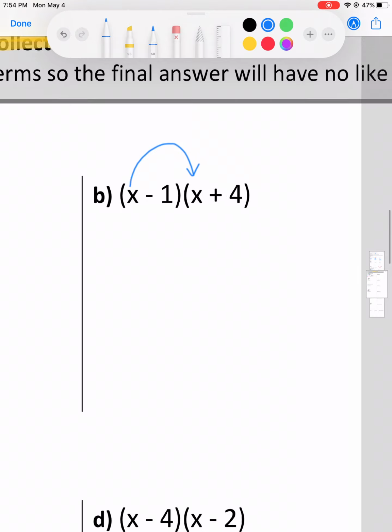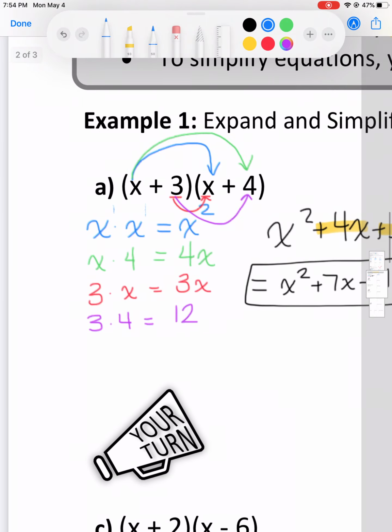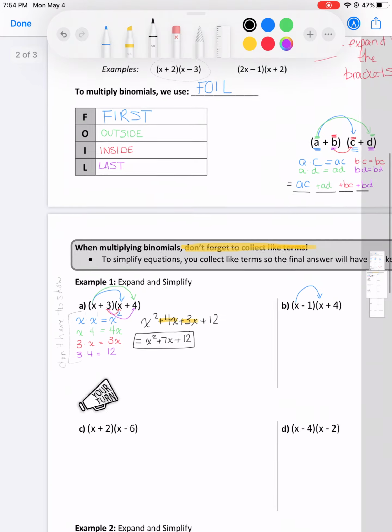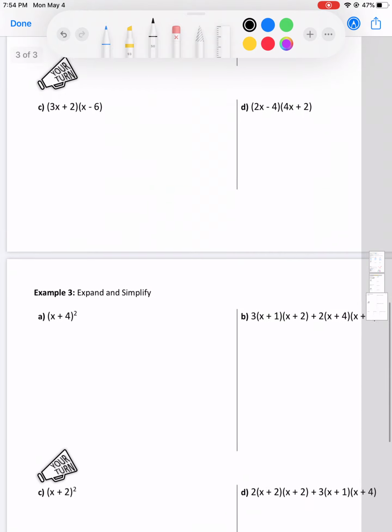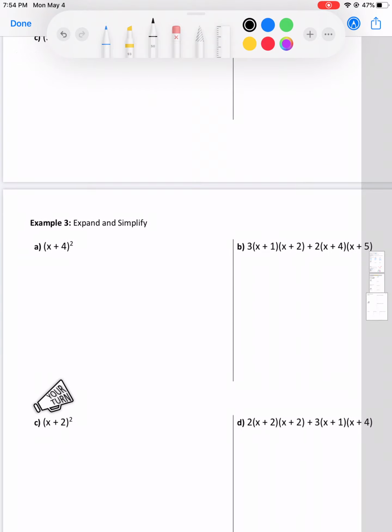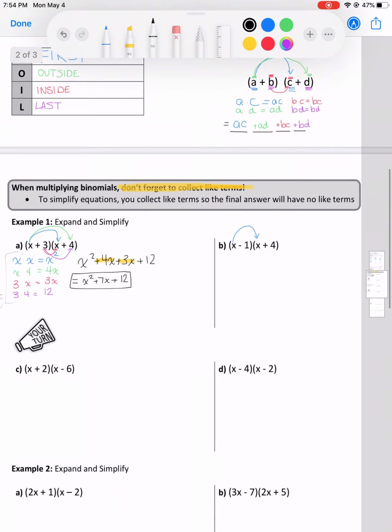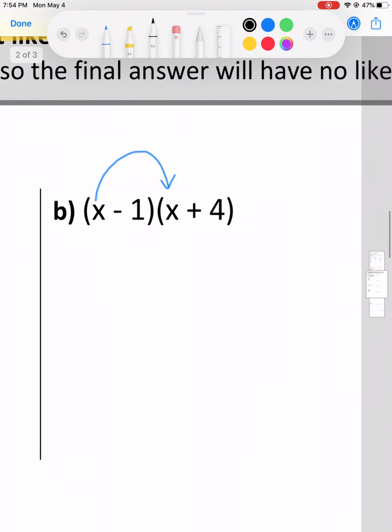X times x. Oh, what I was going to show you guys, this step right here, you don't have to show it. It's just for you guys to see where I'm getting all of these numbers from. Once I go through this example, I'm going to go down here, and I'm not going to use as many colors. I just want you guys to visually see what I'm doing at first, and then you guys can start taking the shortcuts and everything too, okay?